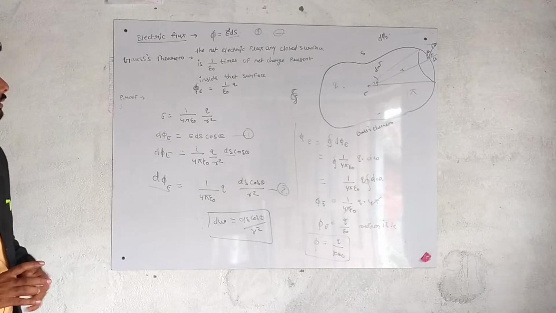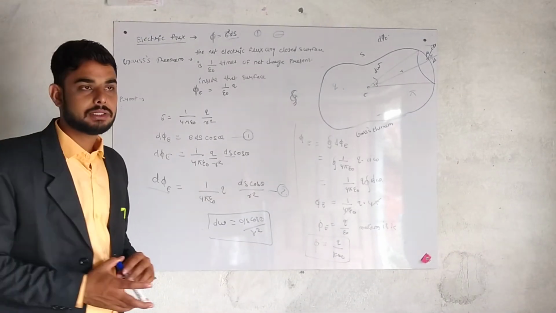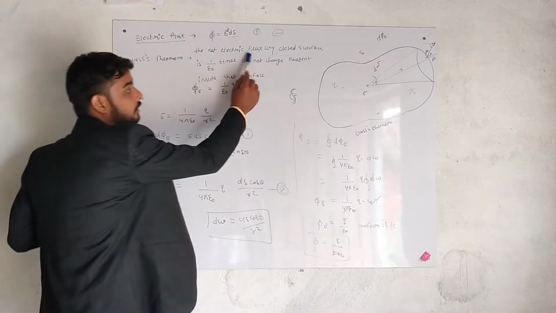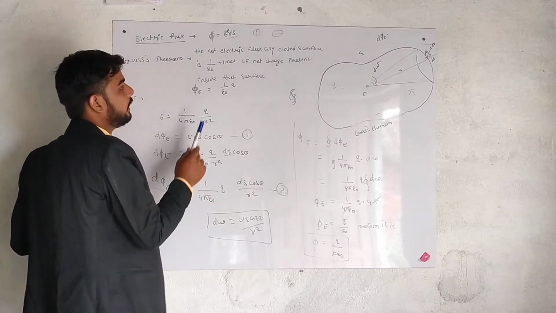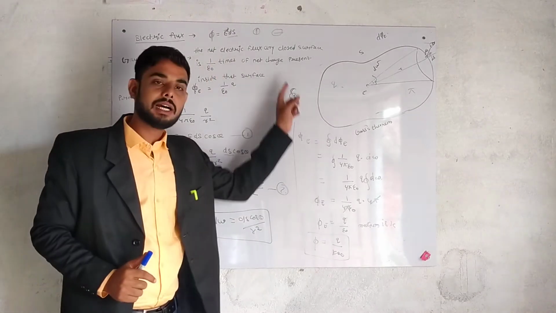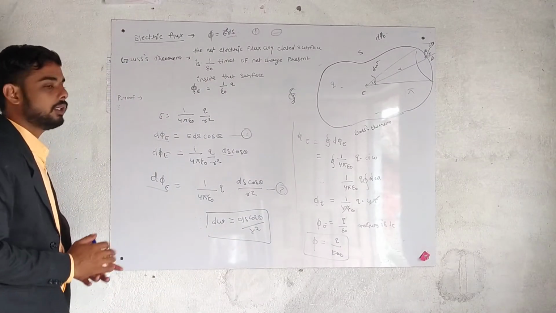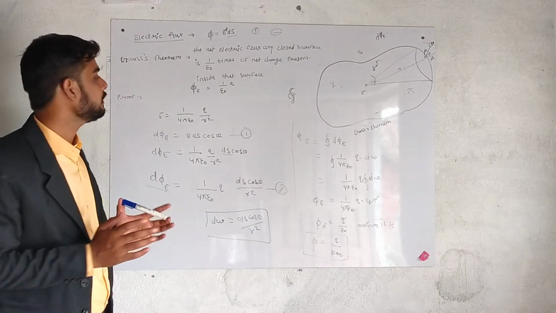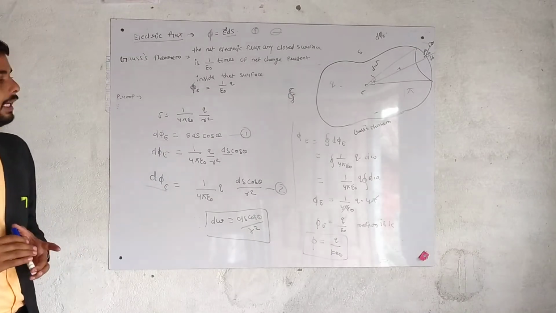Once again, a short review: Carl Friedrich Gauss stated that the net electric flux for any closed surface is 1 upon epsilon naught times the net charge present inside it. And we know that electric flux is the number of electric lines passing through a surface.